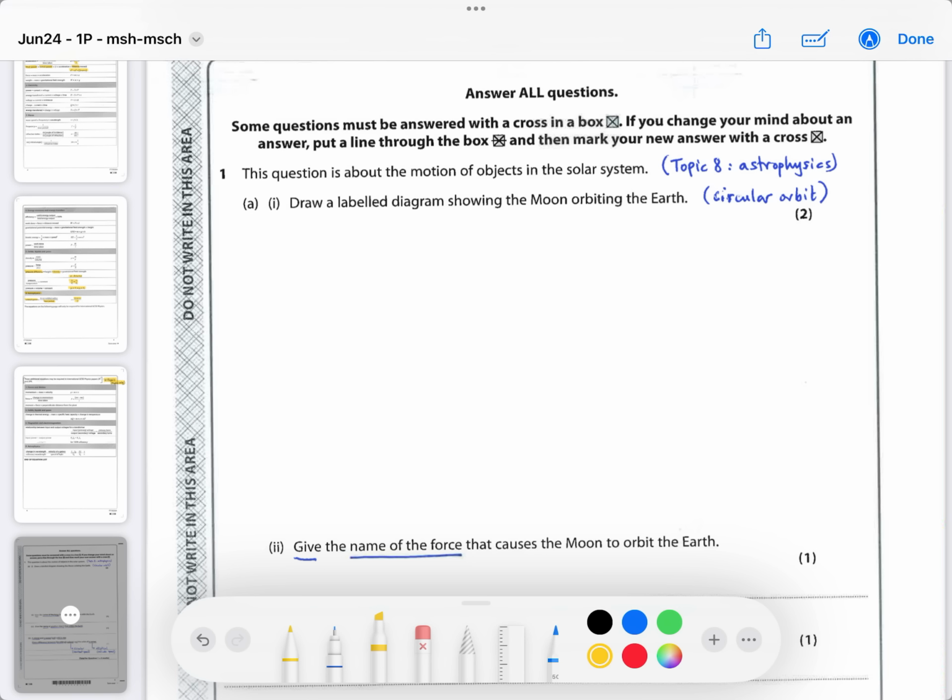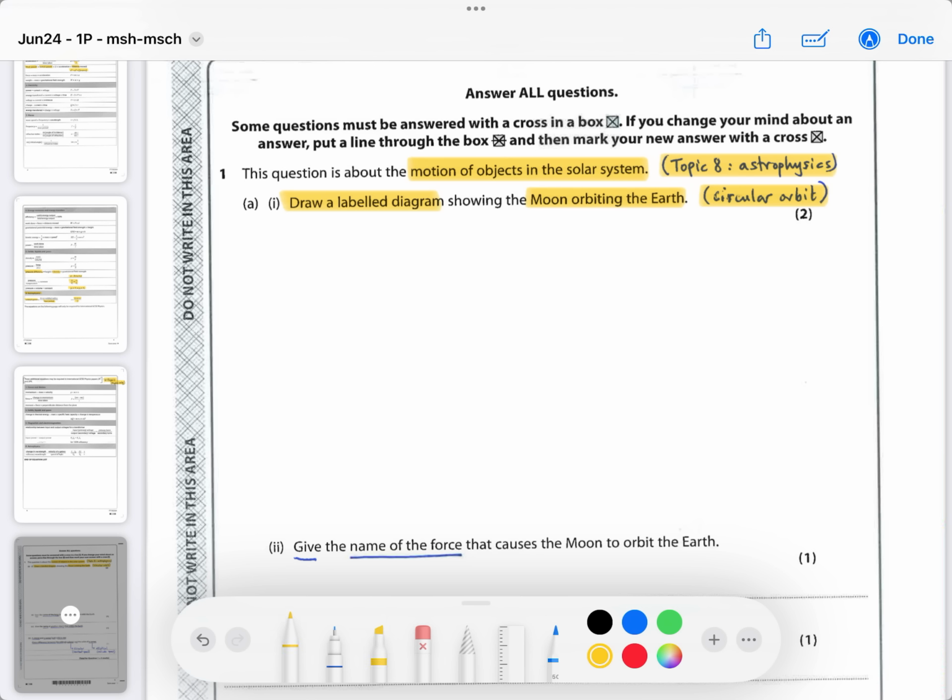Question 1 is on astrophysics. So that's the last topic we studied, and it's about circular orbits. The question is about the motion of objects in our solar system. So in our solar system is a star, our sun, the planets, and it wants you to draw a labeled diagram showing the moon orbiting the Earth. So they just want you to show a circular orbit. So if you can do that, we'll have a look at the mark scheme. Obviously you want the Earth in the middle and the moon going around it. So that's all you've got to draw, a circular orbit.